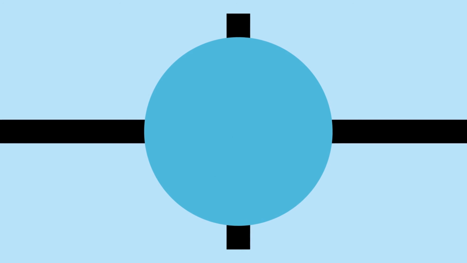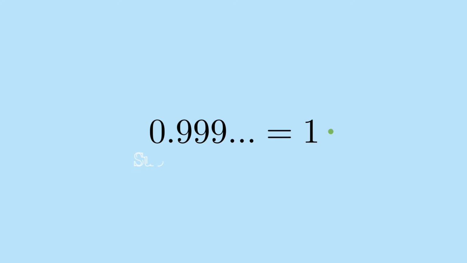No matter how close you zoom in, there is no gap. There is no space for another number. If there is no distance between them, they are the same location. Math doesn't lie. 0.9 repeating is 1.